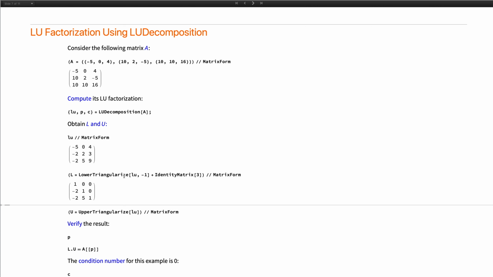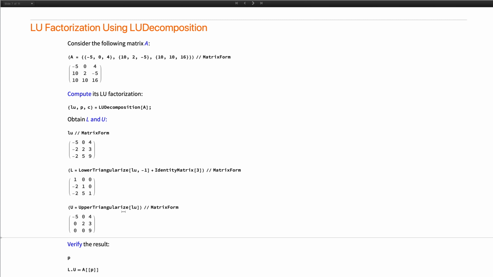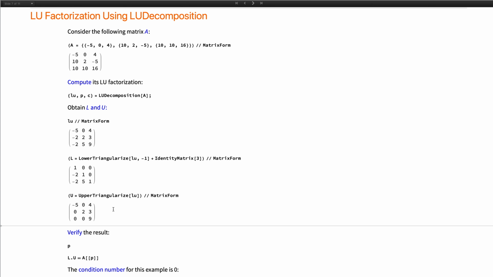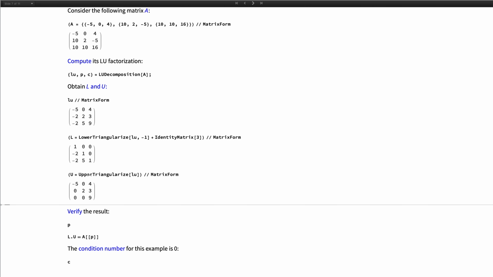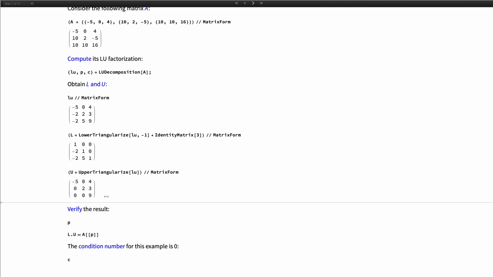And what that does is basically it takes the lower part over here and then adds ones along the diagonal. That's what's happening over here. And then I can also upper triangularize the matrix with another function. And now I've got the matrices L and U. So that's lower triangular, that's upper triangular.